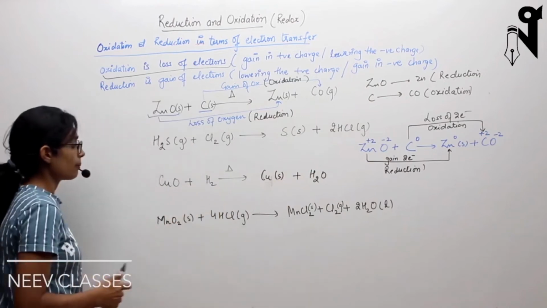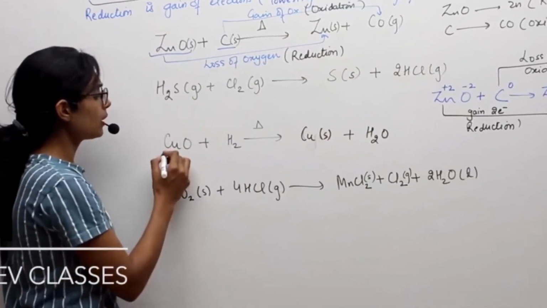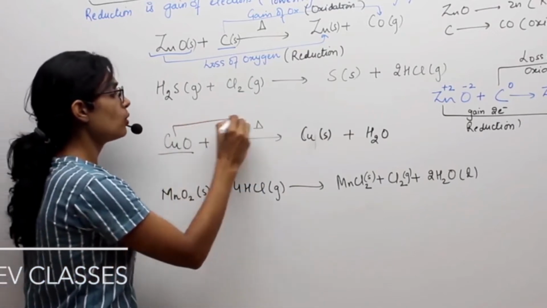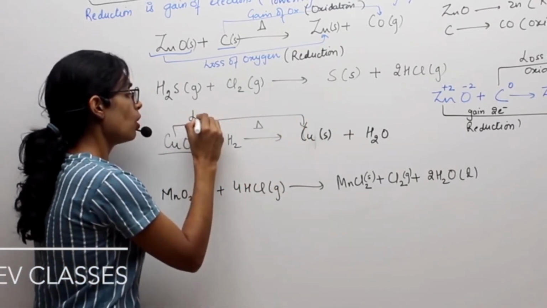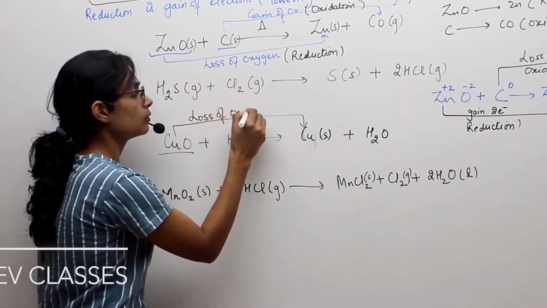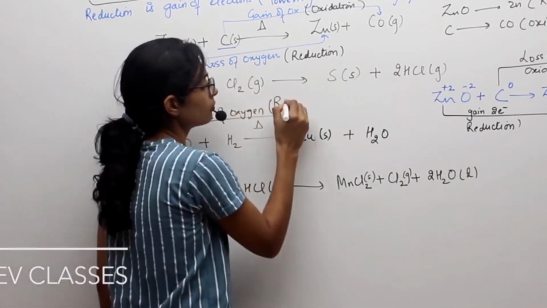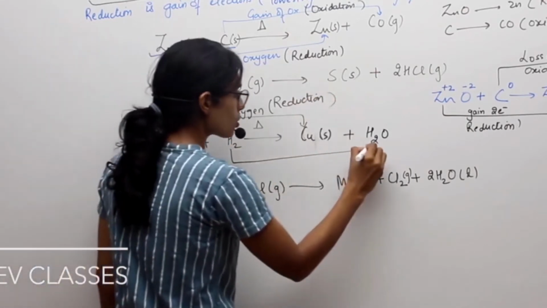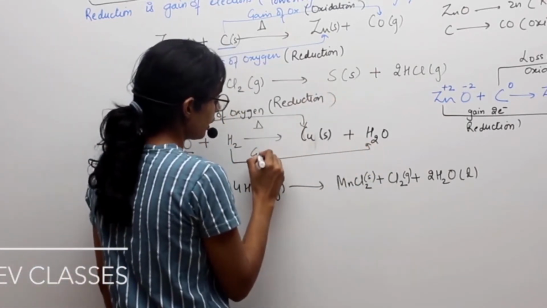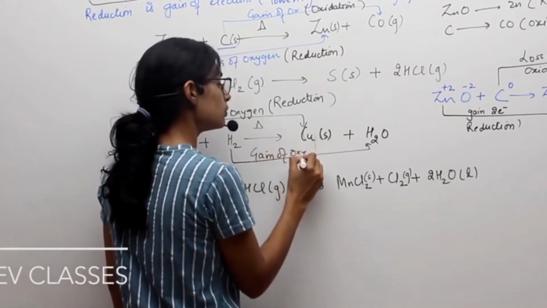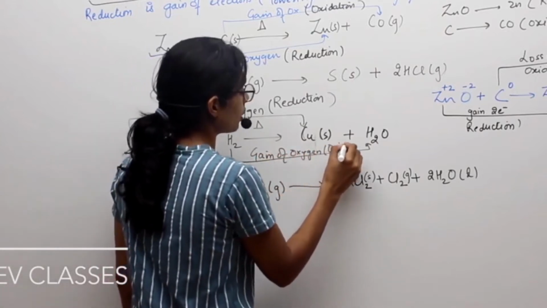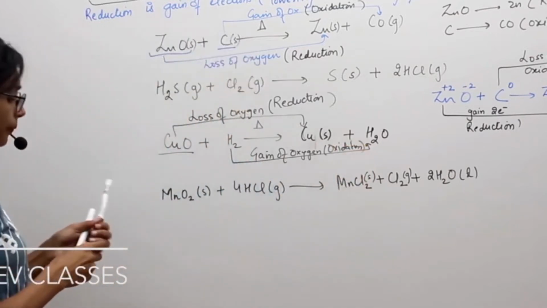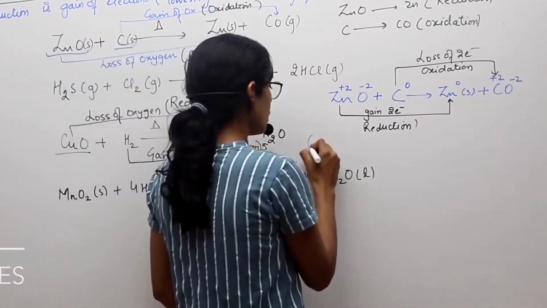Now look at the next example. In the next example, look at the copper very carefully. Copper oxide is there and then it has become copper. So loss of oxygen, so this is what? Reduction. Look at hydrogen here. Hydrogen has gained oxygen, so gain of oxygen. So oxidation.